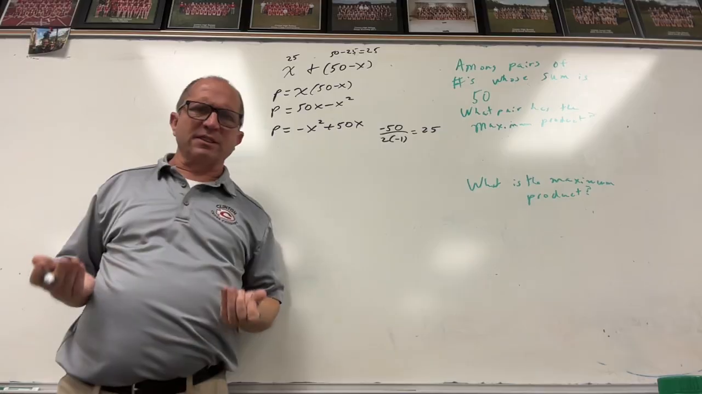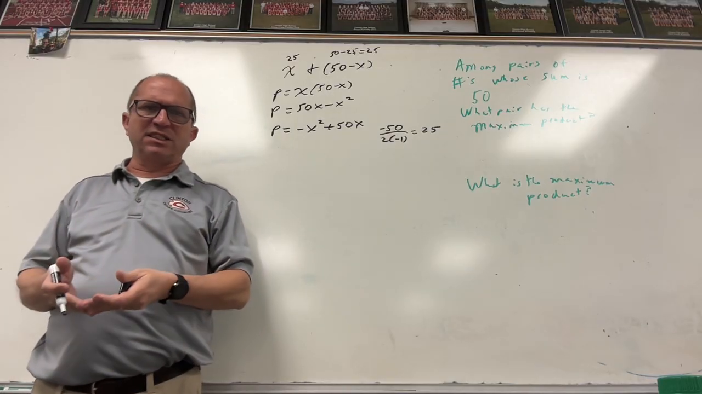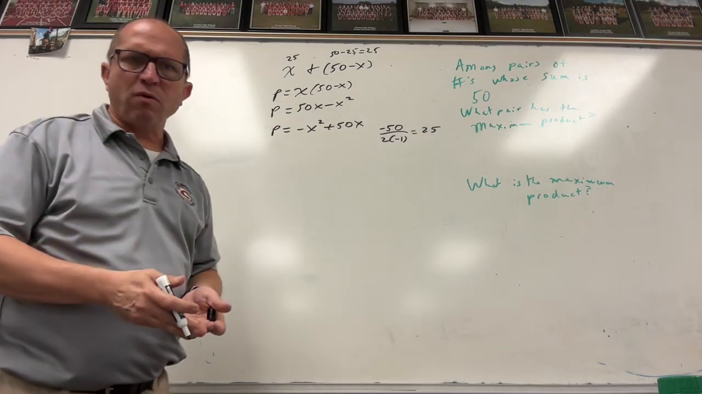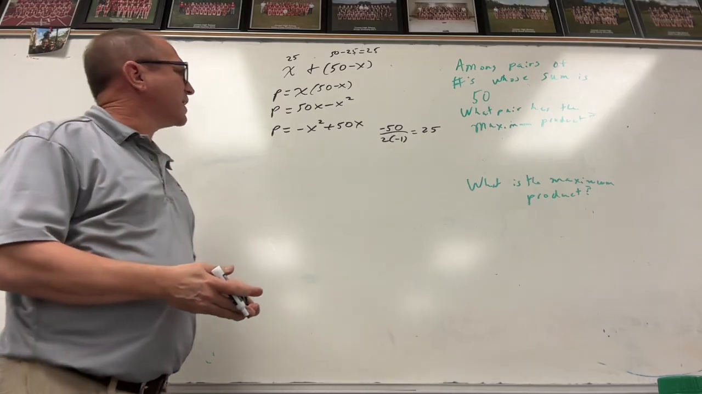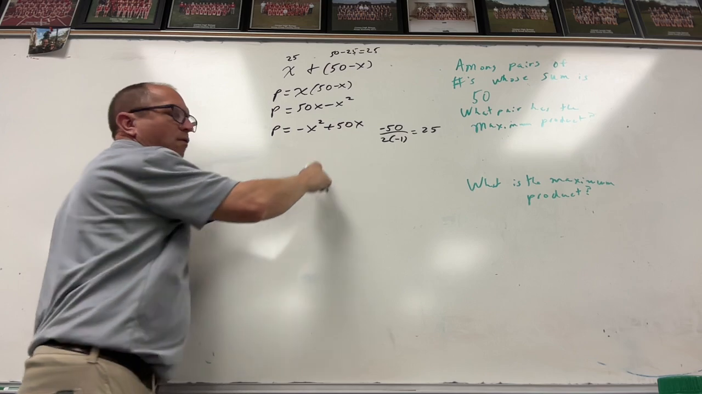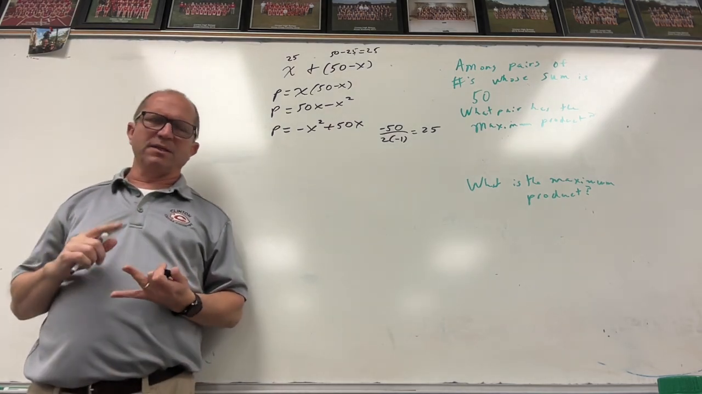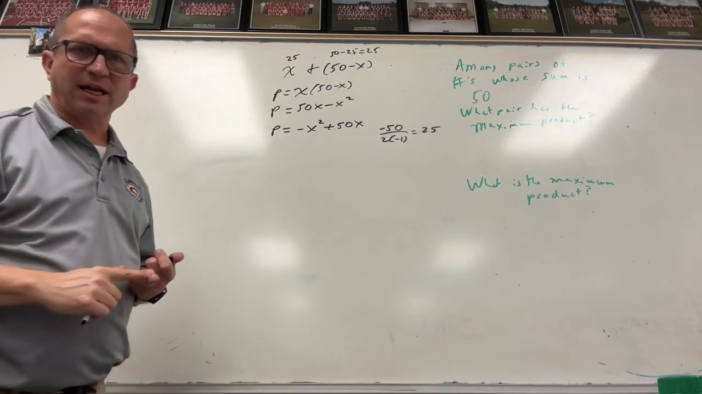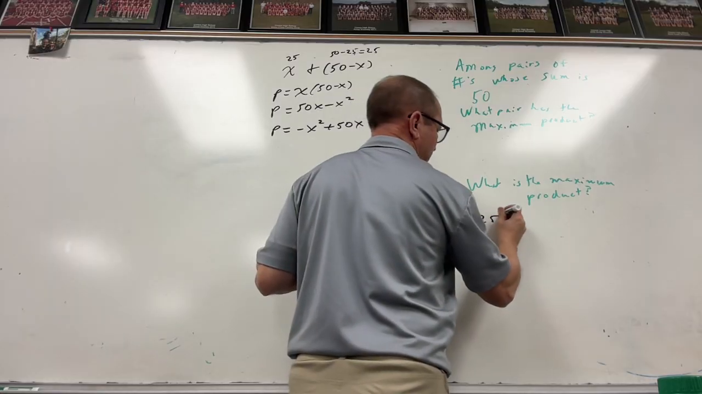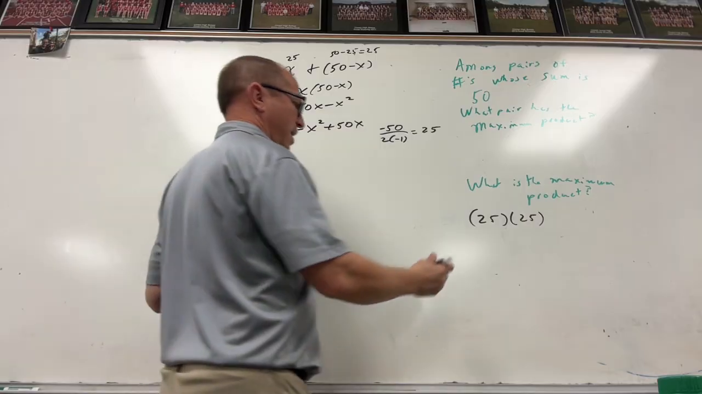Now, how do we know that this is a maximum product and not a minimum product? Because an extrema exists at the vertex. So that means it could either be a maximum or a minimum. But in this case, we know that it's a maximum because this parabola has a negative leading coefficient, which means that this parabola opens upside down. And because it opens upside down, that vertex is a maximum. And that product we can get as 25 times 25, because we know the two numbers, and it's 625.